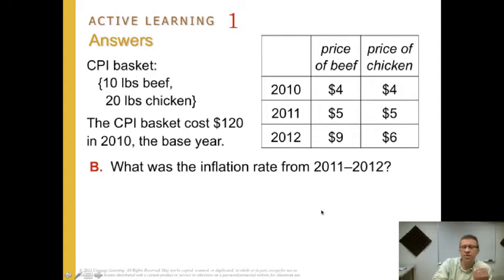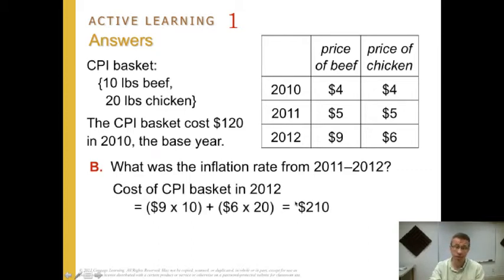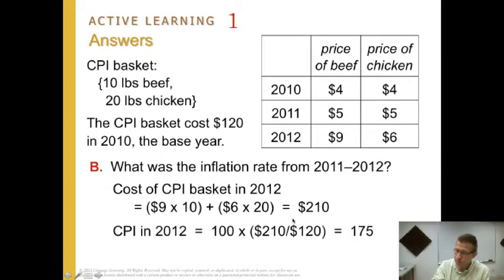The next question, what was the inflation rate from 2011 to 2012? Well, this really is a two-part question. You have to do a couple different things. You just found the CPI level for 2011. You need to find it for 2012 too before you can begin. So you take the price of the beef times the quantity of beef sold, $9 times 10. Cost of the chicken times the quantity of chicken sold, 6 times 20, gives you a cost of the CPI basket of 210. CPI in 2012 then is 175, right? Cost of the basket in the current period is 210, divided by the cost of the basket in the base year of 120, gives you a CPI level of 175.